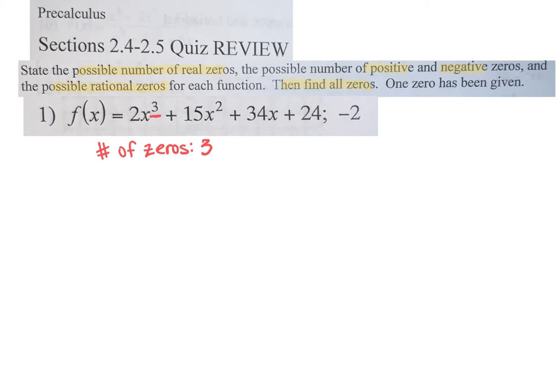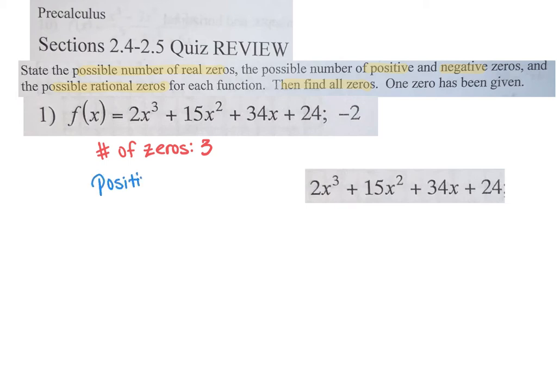And then positive and negative zeros. So this is where we use our positive and negative signs. We are going to take our original function here, and we are just going to count our changes in signs to do this one. So for positive, we leave it the way it is and just count. So 2 is positive, 15 is positive. That did not change. 15 is positive, 34 is positive. That did not change. 34 is positive, 24 is positive. That did not change. We will have 0 positive real zeros.